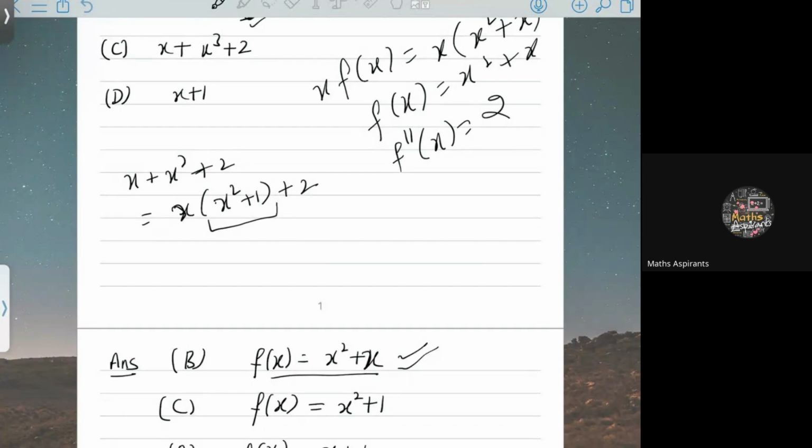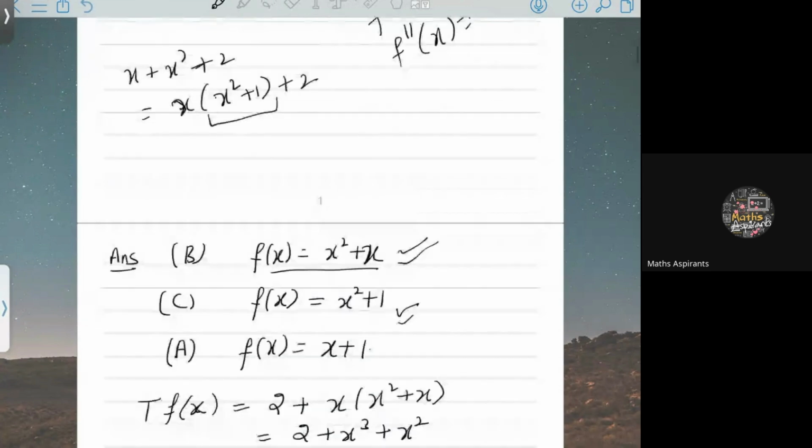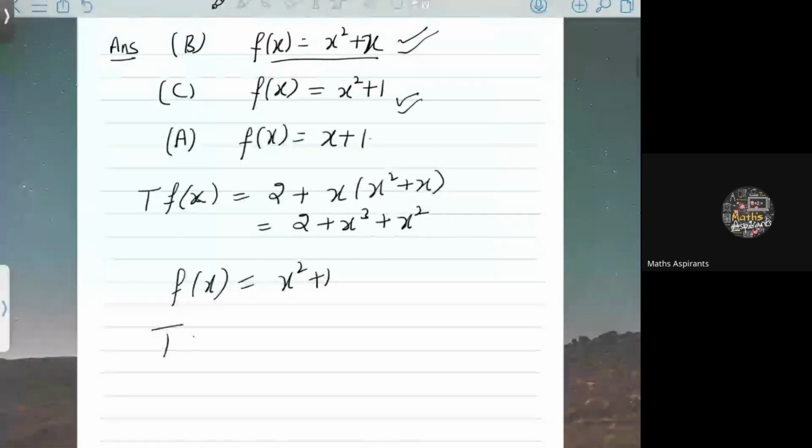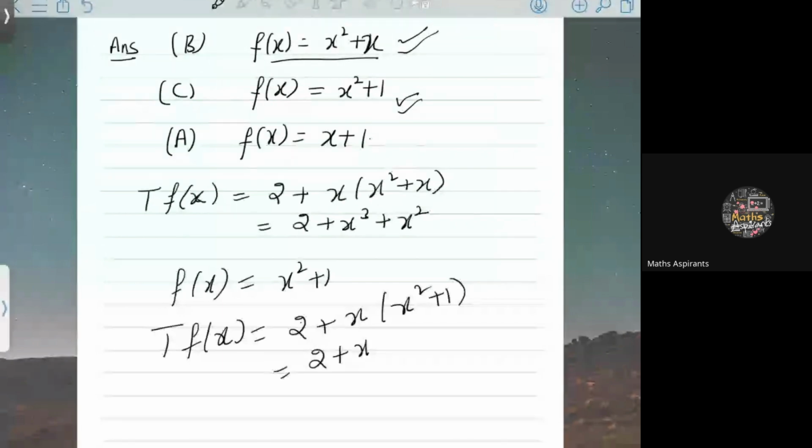So we take f(x) equal to this for part C. Then we check that T of f(x) is the double derivative of f, which is 2 here again in this case, plus x times f(x), which is x times (x square plus 1). So this is 2 plus x cube plus x.